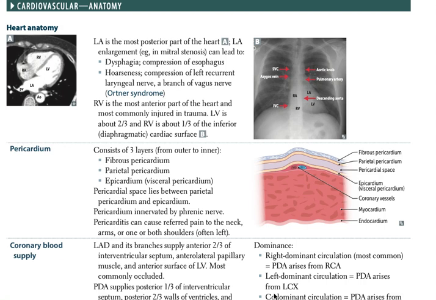Atrium is the most posterior part of the heart. Left atrial enlargement, for example in mitral stenosis, can lead to dysphagia due to compression of the esophagus, and hoarseness because of compression of the left recurrent laryngeal nerve, which is a branch of the vagus nerve, together called Ortner syndrome.